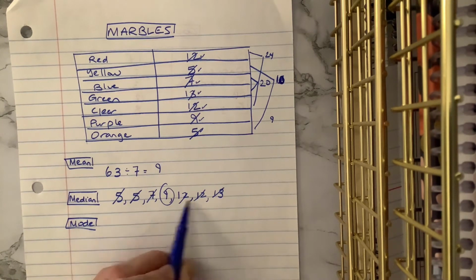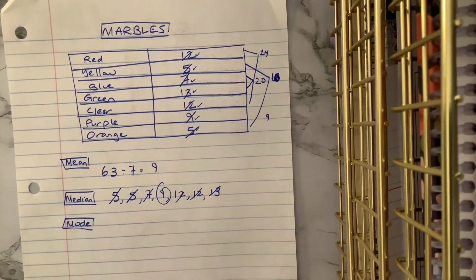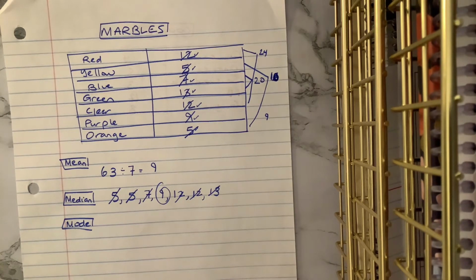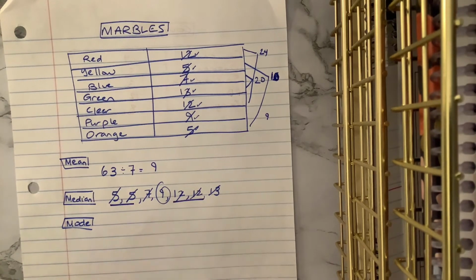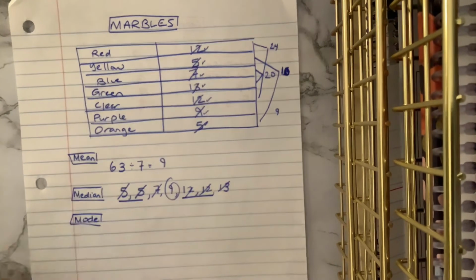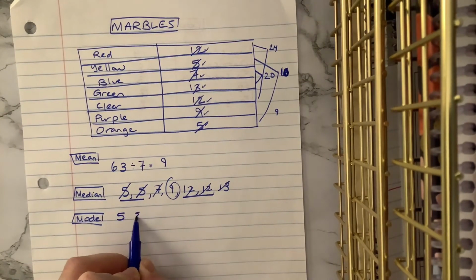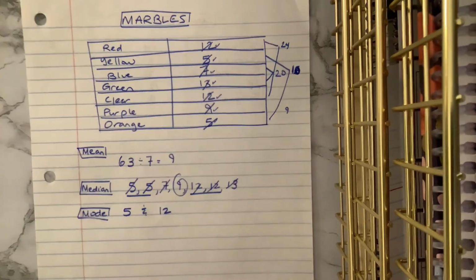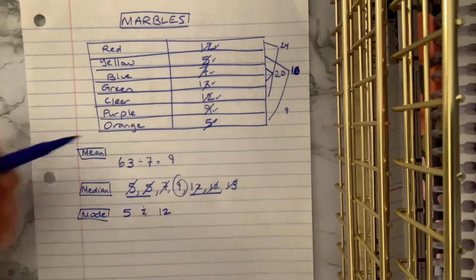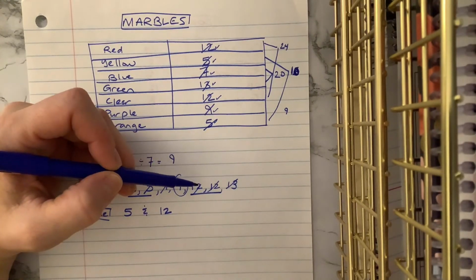Okay, mode. We want to look at this list and see which number appears most frequently. Not the greatest number, but which one appears most frequently. So if we look at this list, we're looking for repeats. There's actually two repeats. So remember, our mode, there could be more than one mode. And in this case, there is. Our modes are 5 and 12 because 5 appears twice and 12 appears twice.